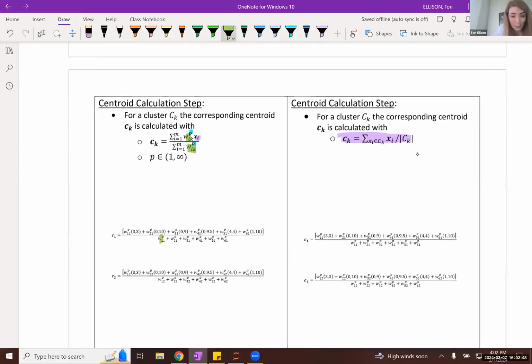So for instance, if we wanted to calculate the new centroid 1, we would add up the cluster membership weights, raising all of those weights to the P, to cluster 1. That would be our denominator. And for our numerator, we would also use those same weights on each of the points that we're adding up. This would give us our centroid 1 point.